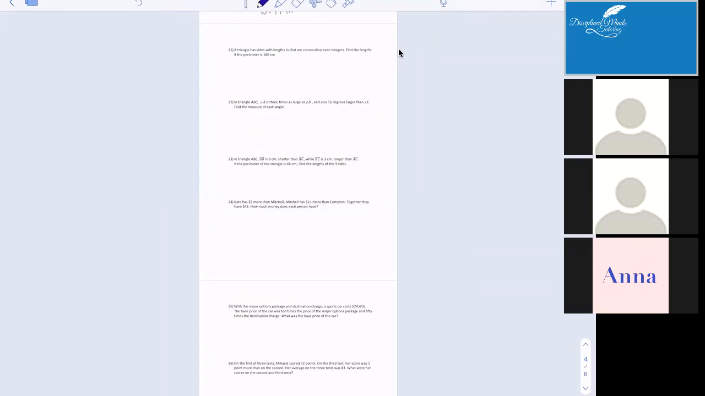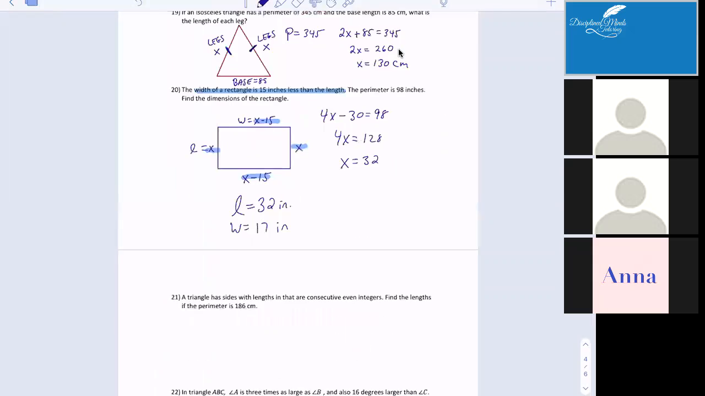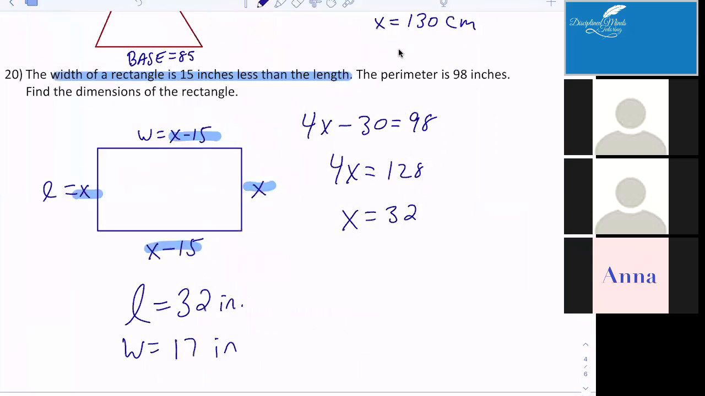Now, Connor, what? How did I get to 17? Aren't we looking for the width? What does it say the width is? Minus 15. Exactly. So it would be right here. No, type it on your calculator. Do it right now.